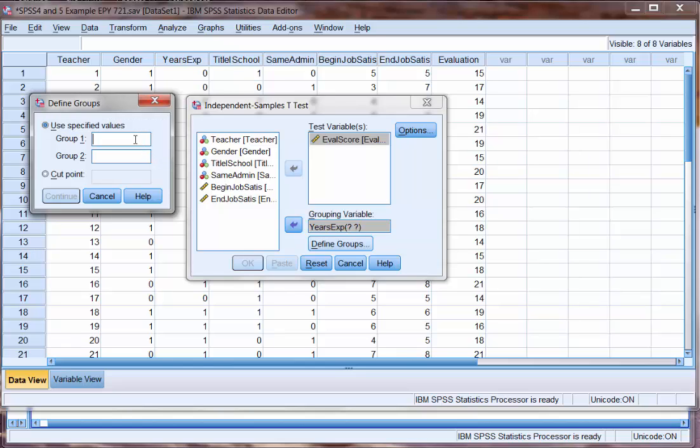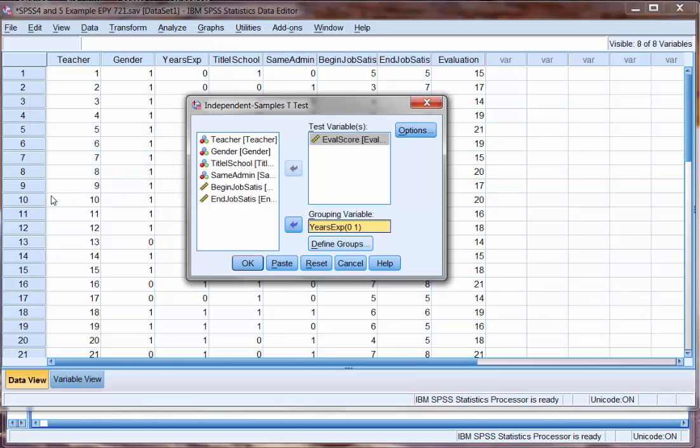Group 1 is my teachers with the least experience, and I designated those with a 0. That's their code. Group 2 is my teachers with more than 5 years experience, and their code is 1. Don't worry about a cut point. That's if you want to say take this group of teachers above this mark and this group below. In this case, we've already defined our groups. So I'm going to click continue. And now I have years of experience as my grouping variable, and I've told SPSS what the different groups are.